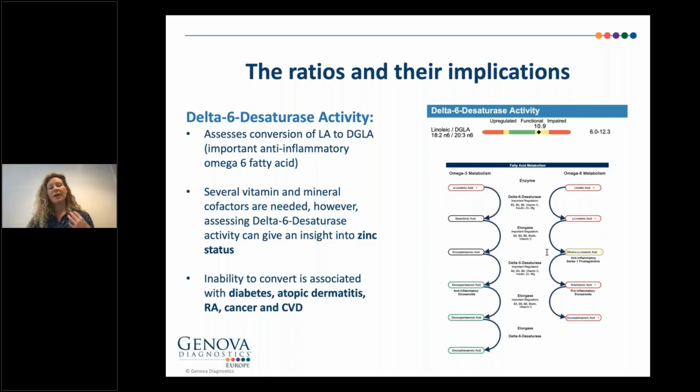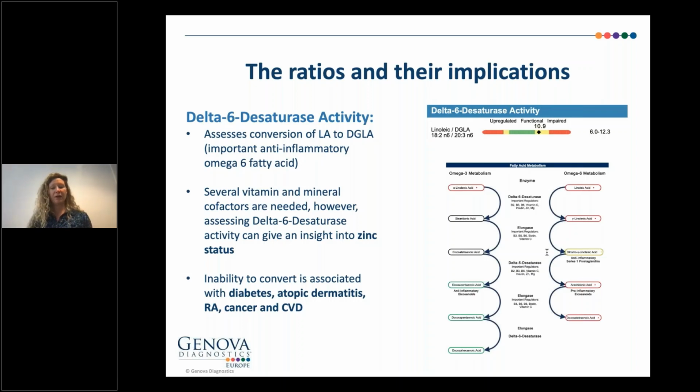Now, the reason why we assess this enzyme is down to the importance of DGLA as a potent anti-inflammatory omega-6 fatty acid, which is dependent on the intake of GLA, or gamma-linolenic acid, and of course the functioning of the delta-6 desaturase enzyme. Now, I will of course go into the properties of DGLA and how to increase it, but it's worth noting that the functioning of this enzyme is often proposed as a functional biomarker of zinc status.